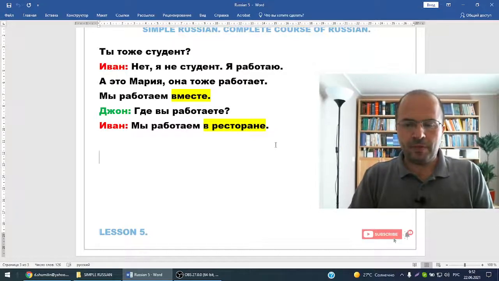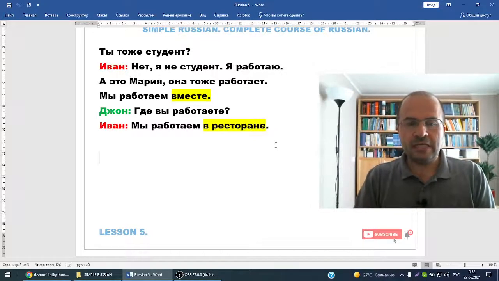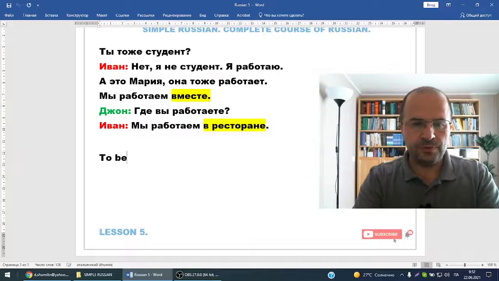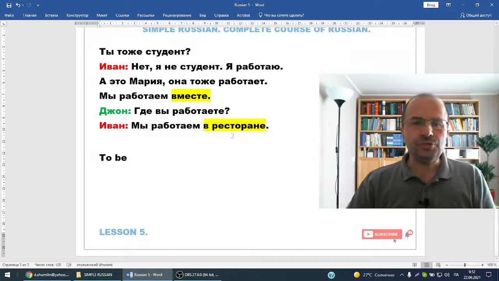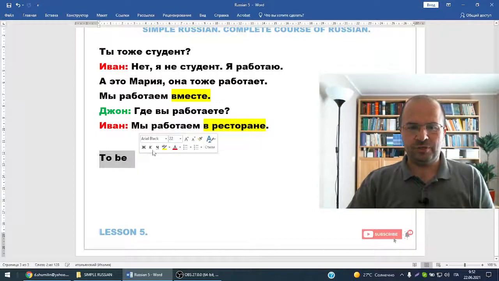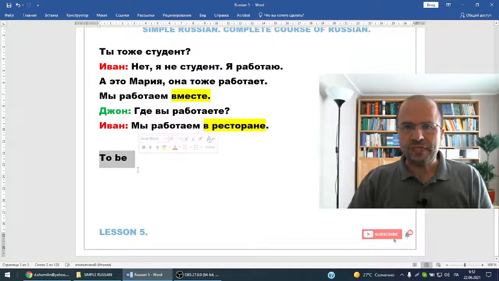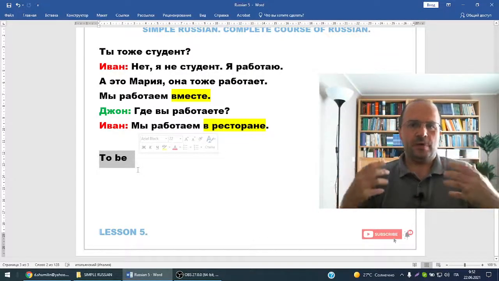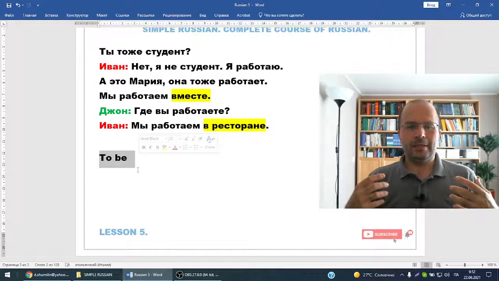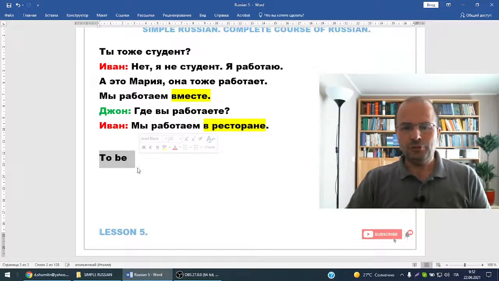So, as promised, we're going to learn the future tense form today. And it is very simple. As I told you, the verb to be in the present tense form is not used in Russian in the same function as it is used in English. So to say, I am well. Okay, how are you? I am good. We just don't use it.